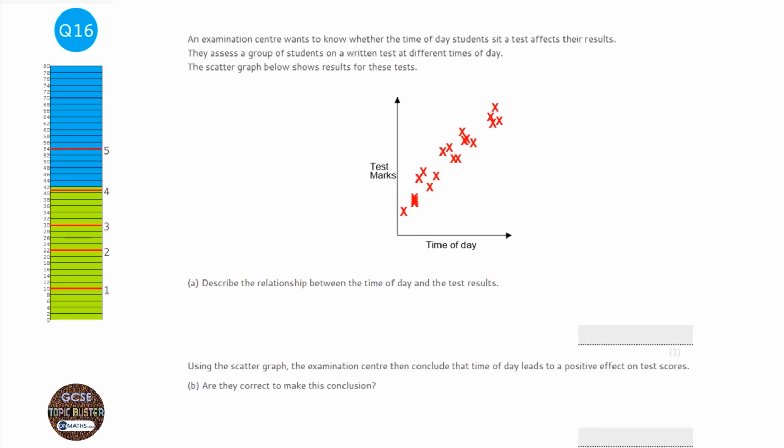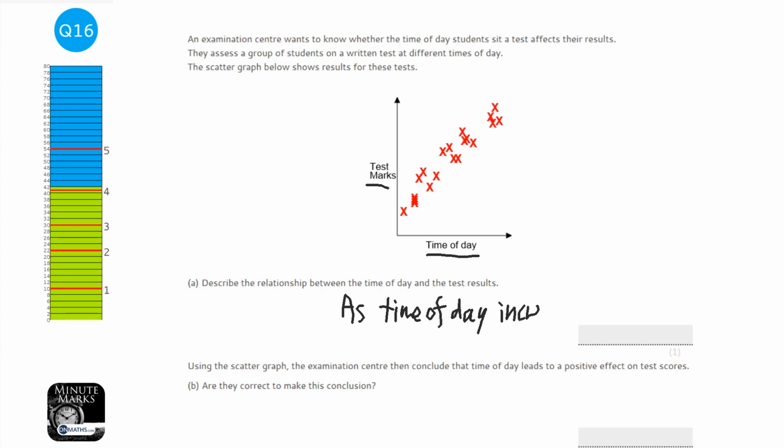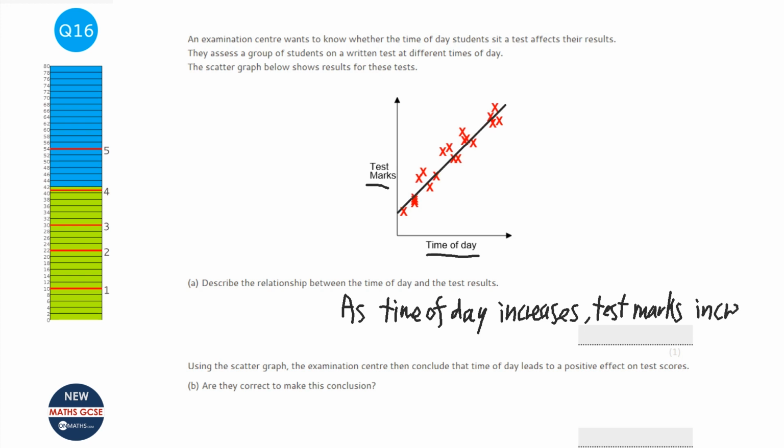When you're asked to describe the relationship between 2 things on a scatter graph, the sentence you need to write is, as this one increases, this one either increases or decreases. So as time of day increases, test marks increase, and because they're going up, it's a positive correlation.